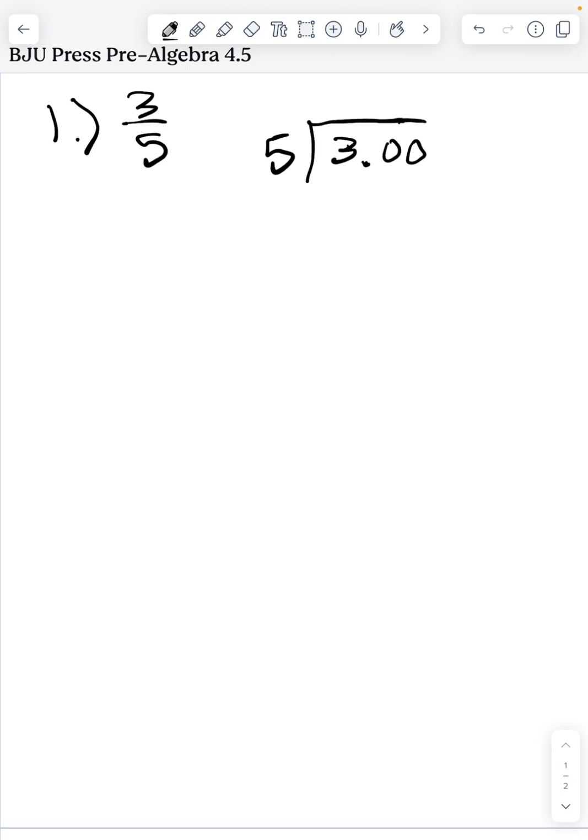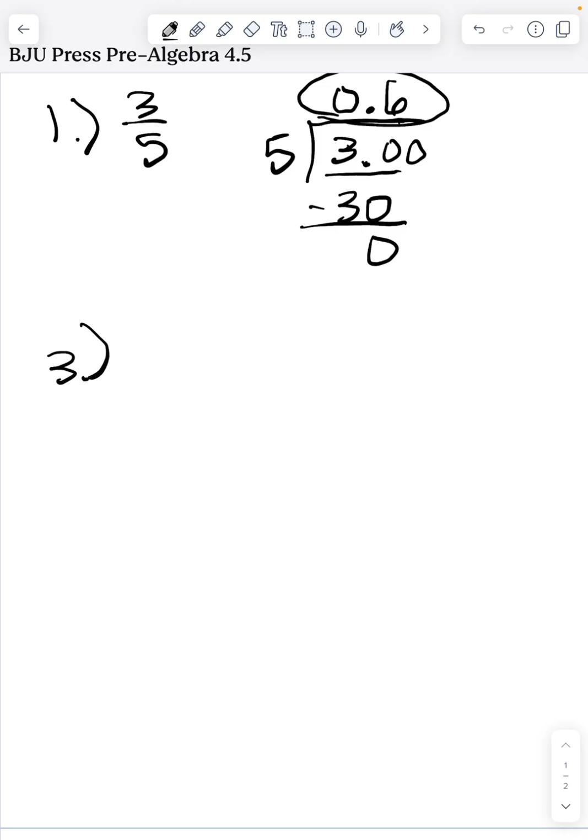So 5 does not go into 3. 0 times 5, we can do all that. Bring up the decimal point. And now we're doing 5 into 30, which is 6. Multiply, get 30, subtract, and we didn't even need any extra zeros this time. So number 1, the answer is 0.6.